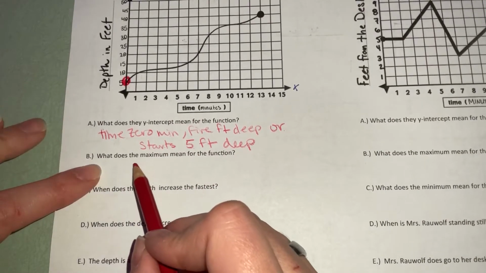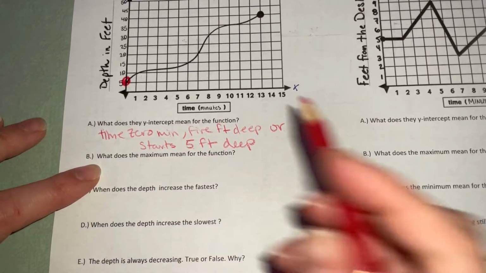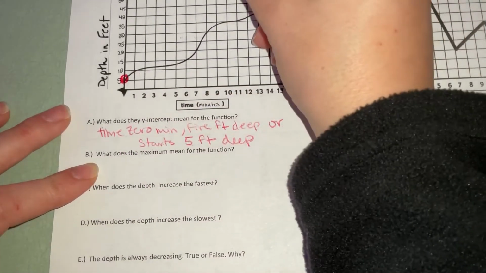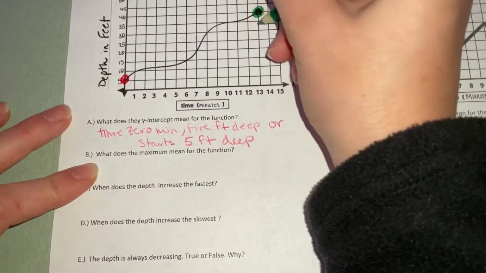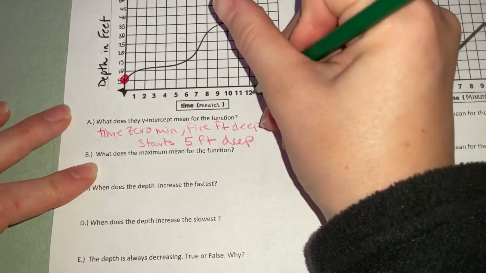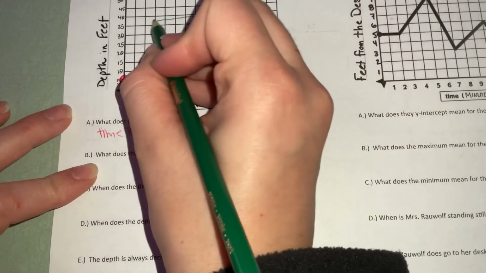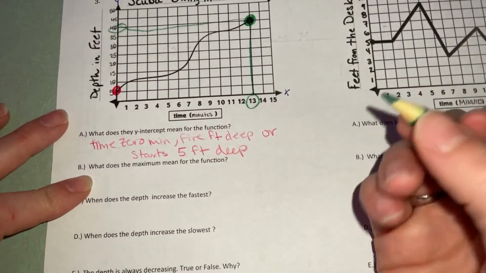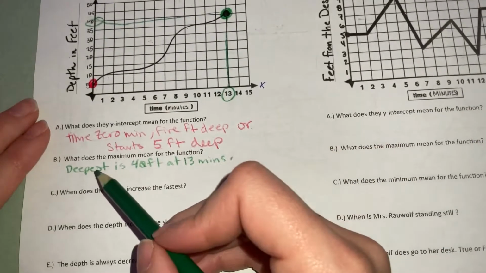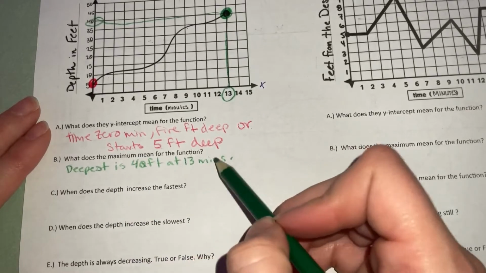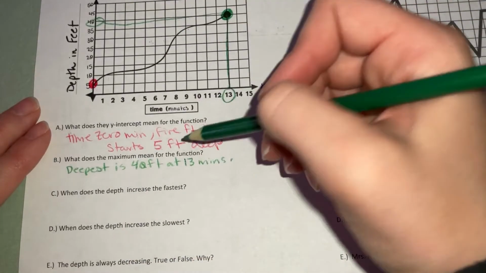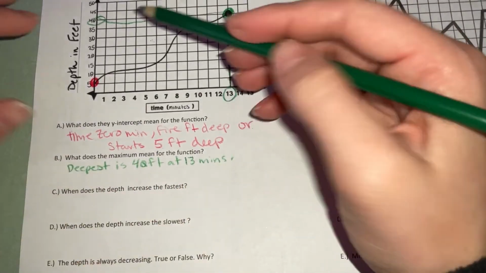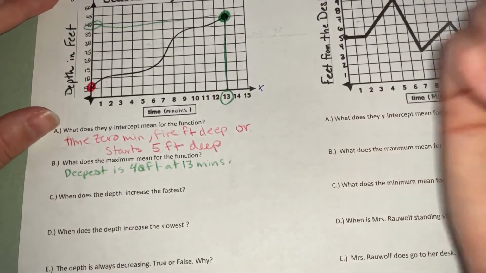All right, so then it says, what does the maximum mean for this function? So looking at my graph here, I have a maximum way up top right there. And let's see, it's 13 minutes and 40 feet. Sorry, that kind of squiggled. So I could say something like, the deepest is 40 feet at 13 minutes, right? Because you got to kind of talk about both the time that is part of the graph and then what the depth means, okay?